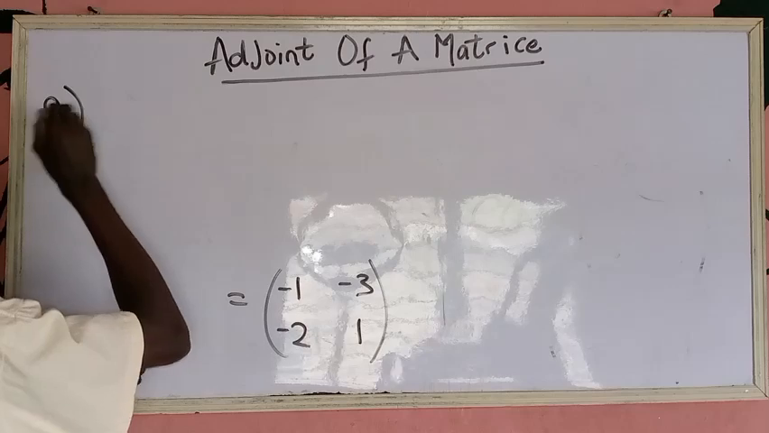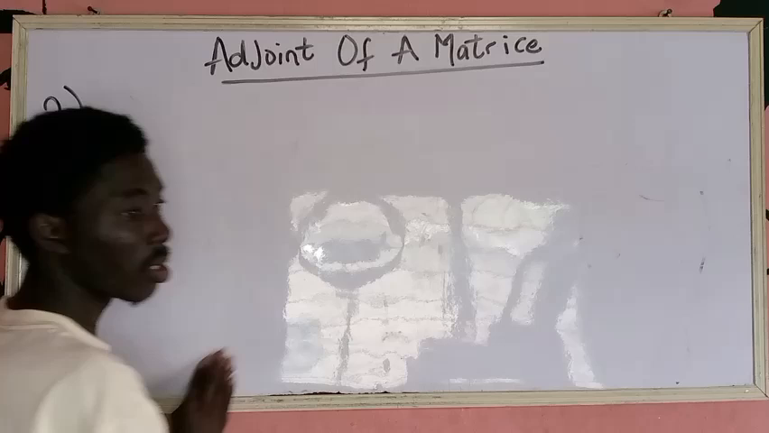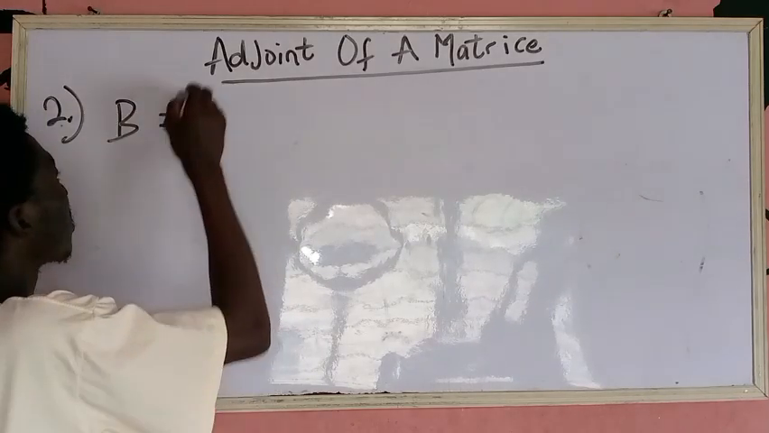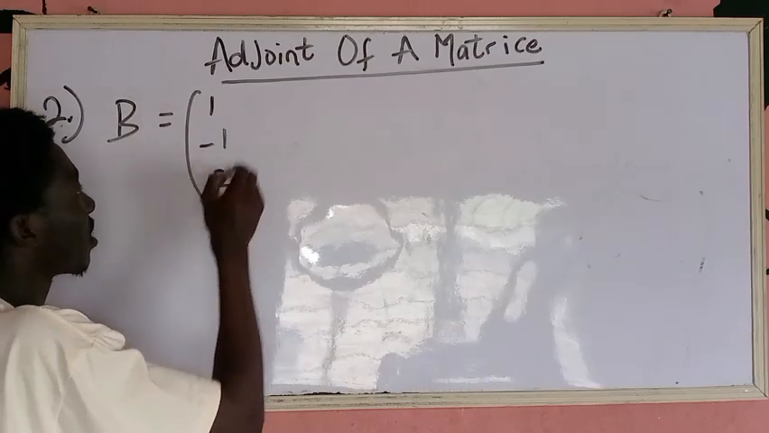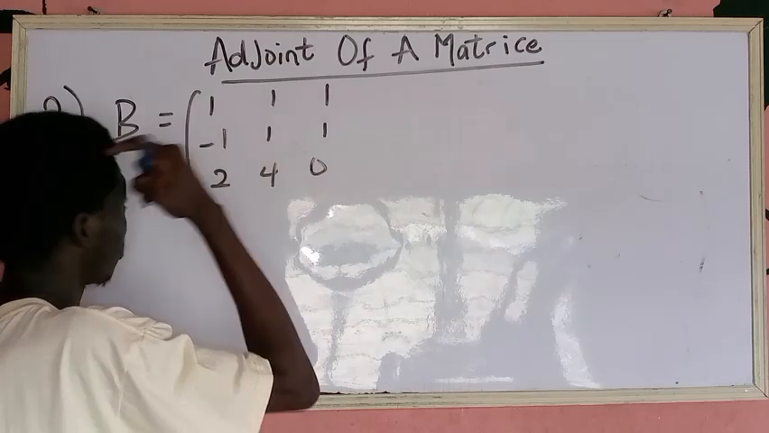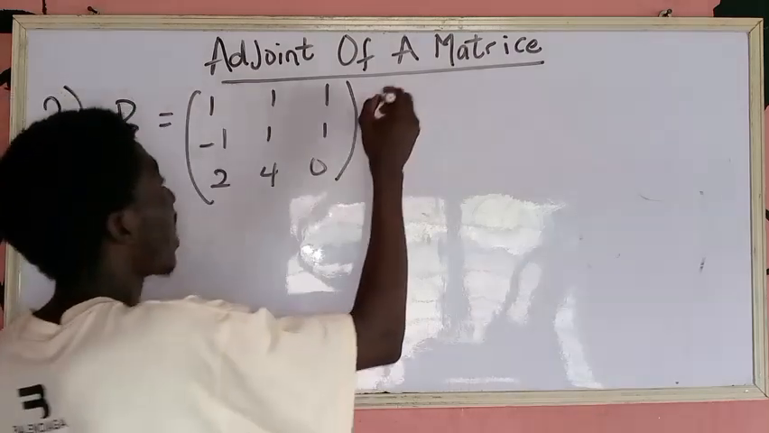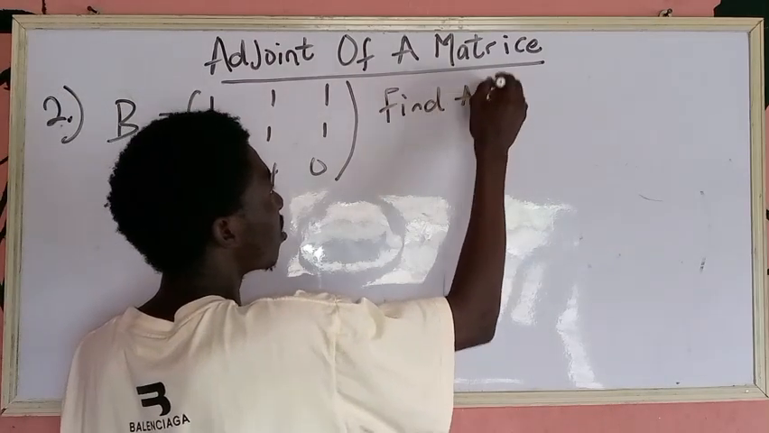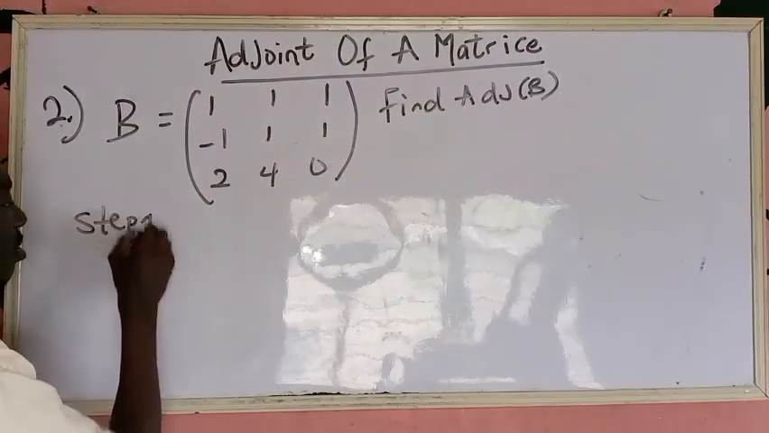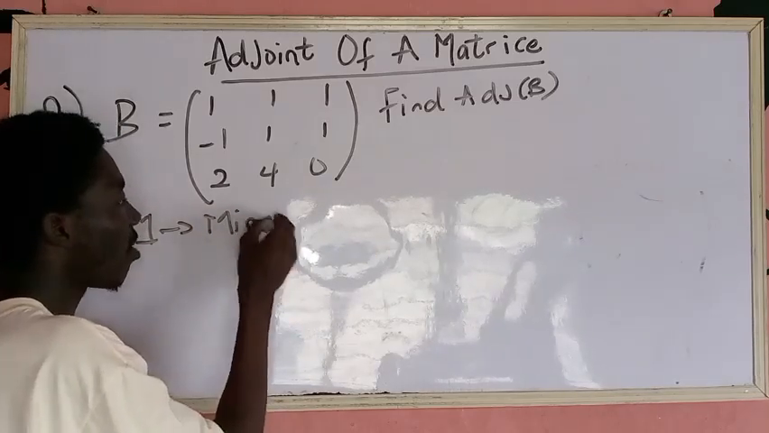Number 2. In number 2, you have a matrix B. Let's have 1, -1, 2, 1, 1, 4, 1, 1, 0. So how do you find the adjoint? Find the adjoint of B. Step 1, you do the minor first. That is step 1, the minor of matrix B.